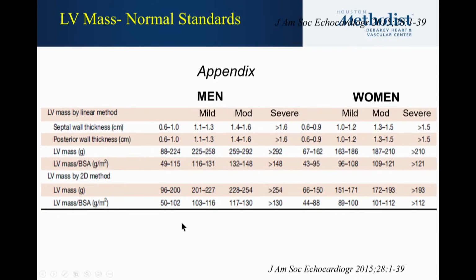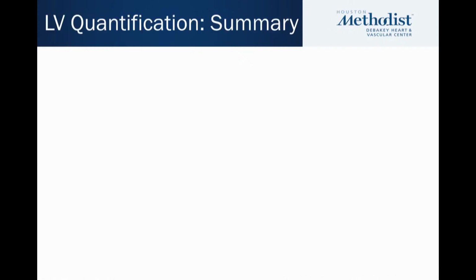In addition, the document provides the numbers to allow you to qualify your measurements and say whether somebody has mild, moderate, or severe hypertrophy, both for men and for women. And again, these are tables that are often placed in the echo lab.